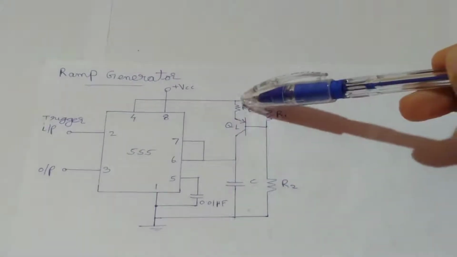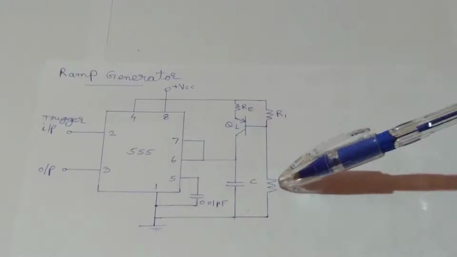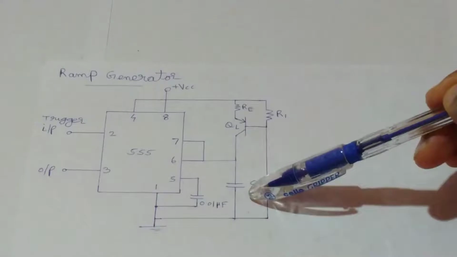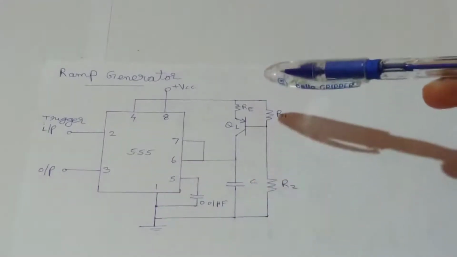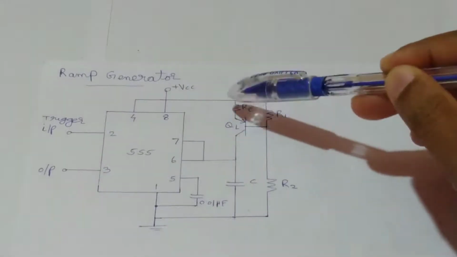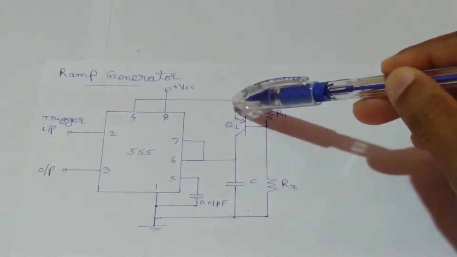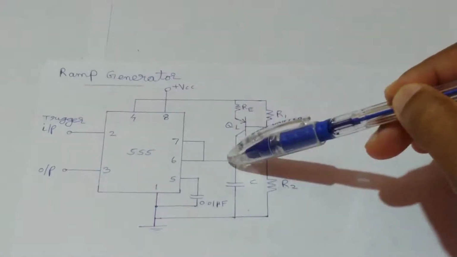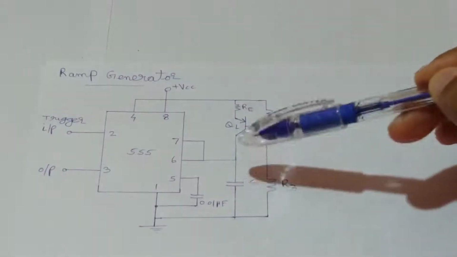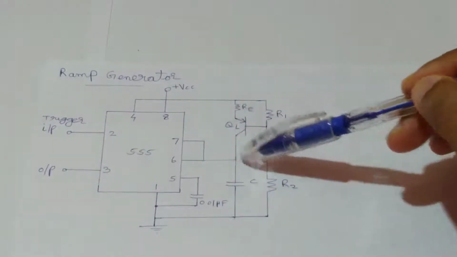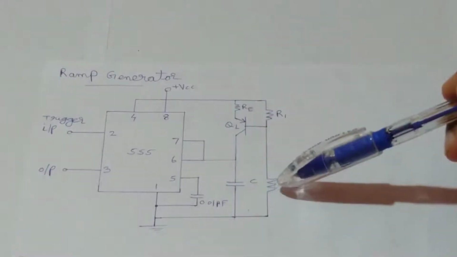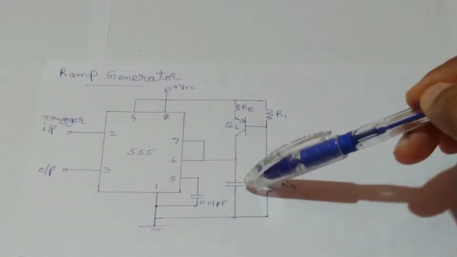And here this Re, Q1, R1, R2 combination forms a constant current source. The timing capacitor C is charged by using this constant current source instead of charging by a resistor. That means in the normal monostable multivibrator circuit, we have that R resistance and the capacitor C is charging through it. But here that R resistance is replaced by this constant current source, and by using it we are charging this capacitor C.